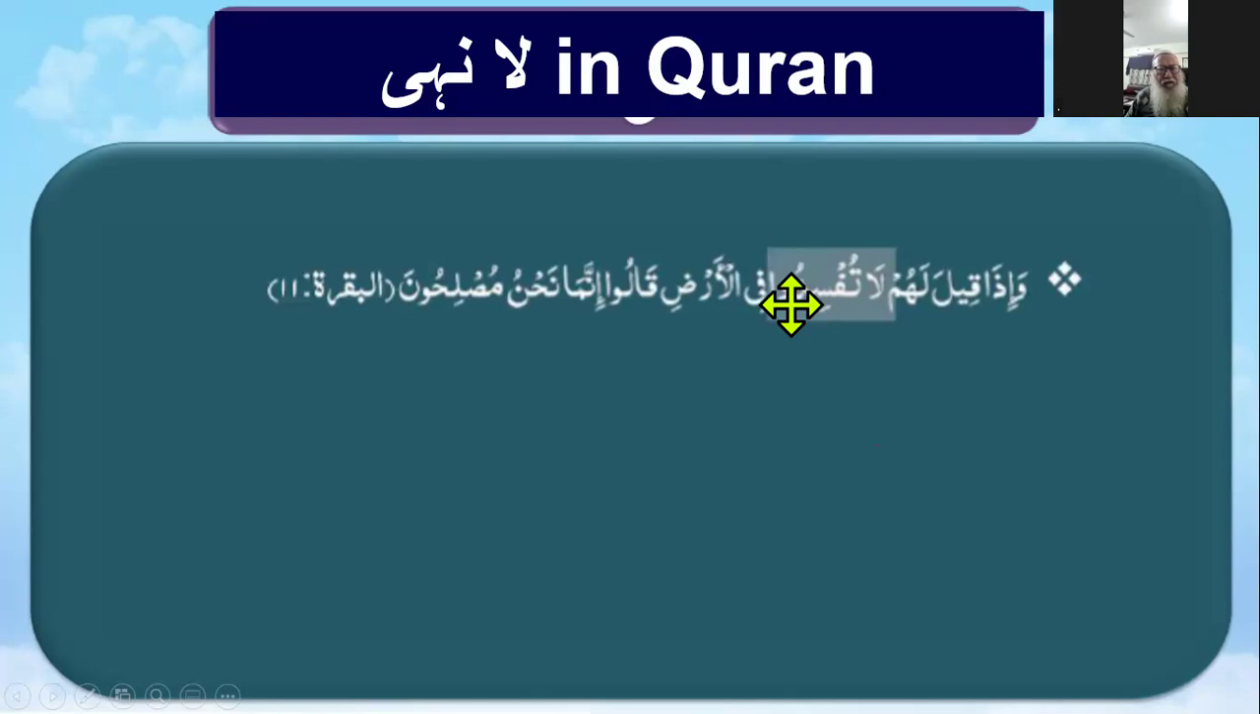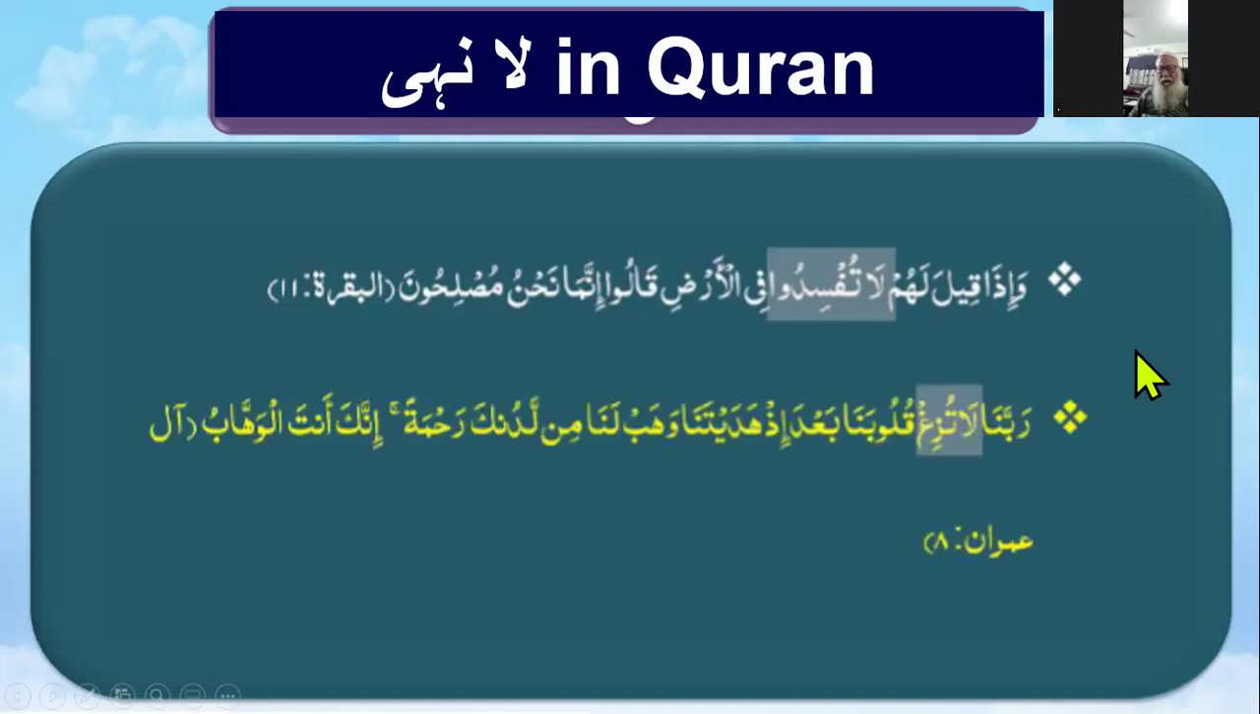Now, what is the difference between lam amr and lam nahi? This la, it is actually la, it's not lam. So it's very clear. When the la comes, it's a fi'l nahi. When the lam comes, then it is fi'l amr.